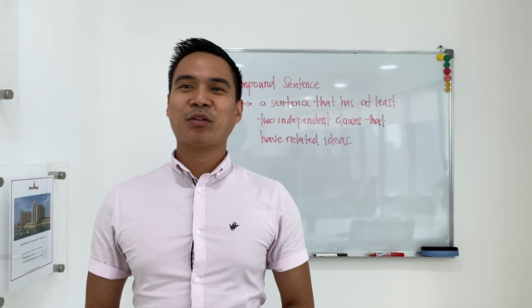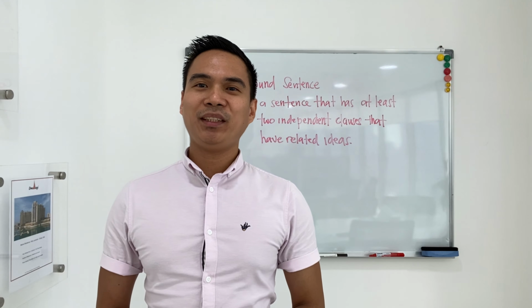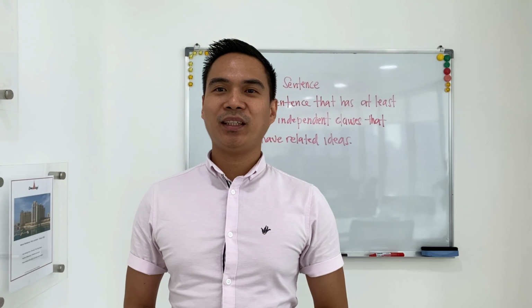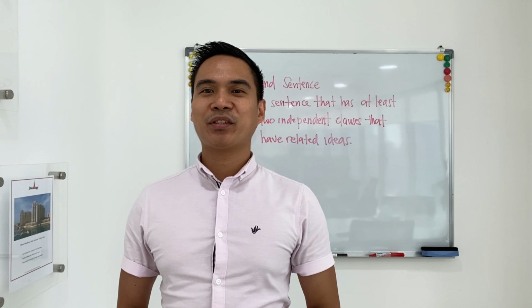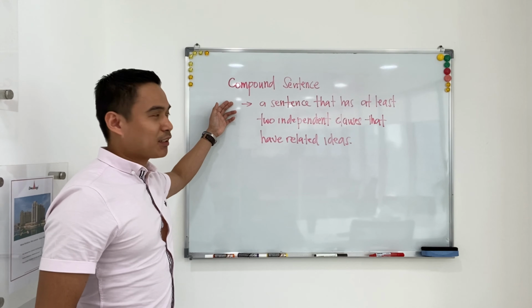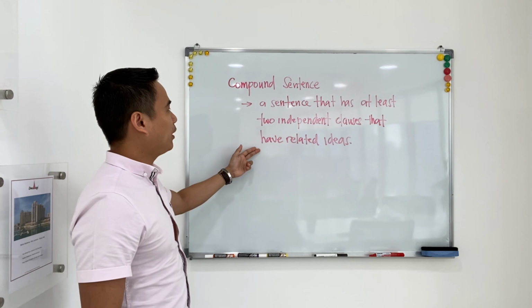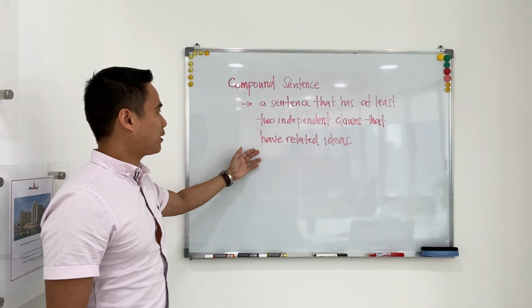And here is another installment video for diagramming basics. This time, I will be teaching you how to diagram compound and complex sentences. To start with, let us define a compound sentence. Compound sentence: a sentence that has at least two independent clauses that have related ideas.